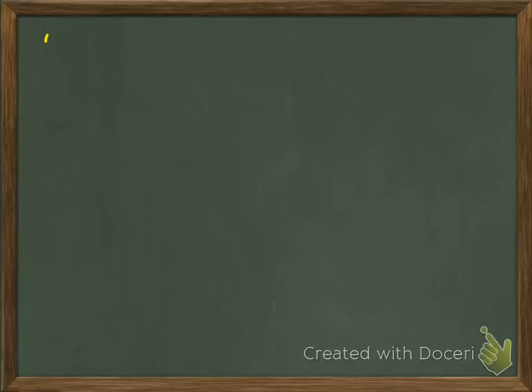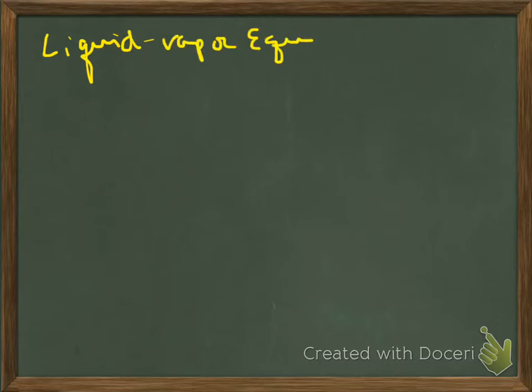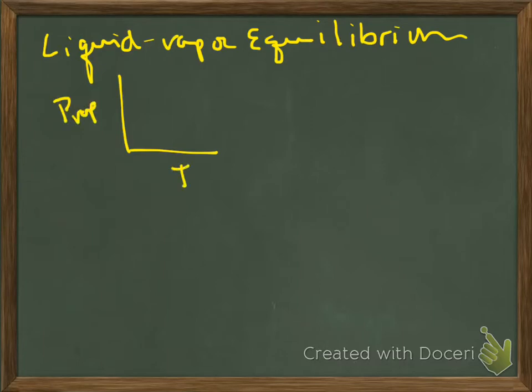Okay, in this screencast we're going to talk about liquid vapor equilibrium. Spell equilibrium, right? There we go. Alright, and really if we just start off with a sketch of the vapor pressure of a liquid versus temperature, the graph would look like this.